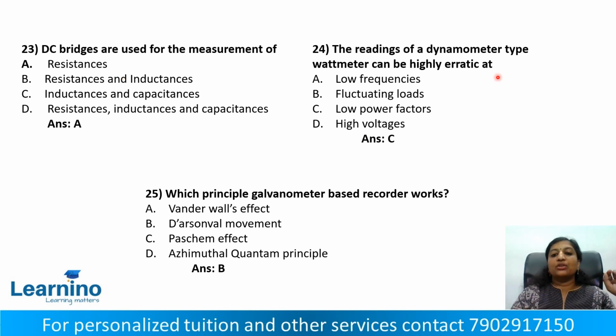And question number 24. The reading of dynamometer type wattmeter can be highly erratic at low frequency, fluctuating load, low power factor, and high voltage. And the correct answer is option C. And the last question. On which principle does a galvanometer based recorder work? Van der Waals effect, D'Arsonval movement, Paschen effect, and azimuthal quantum principle, and it is D'Arsonval movement.